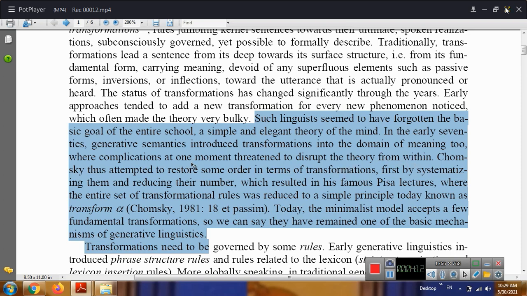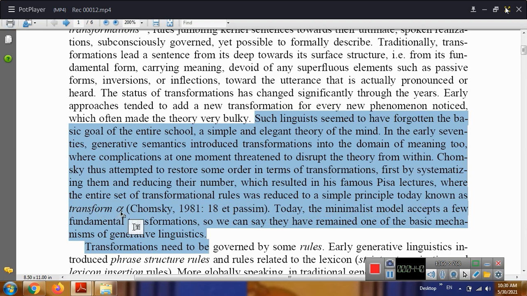from within. Chomsky thus attempted to restore some order in terms of transformations, first by systemizing them and reducing their number, which resulted in his famous Pisa lectures, where the entire set of transformational rules was reduced to a simple principle today known as transform alpha.